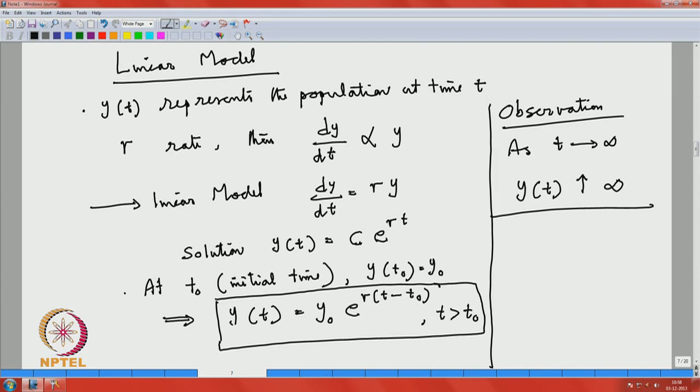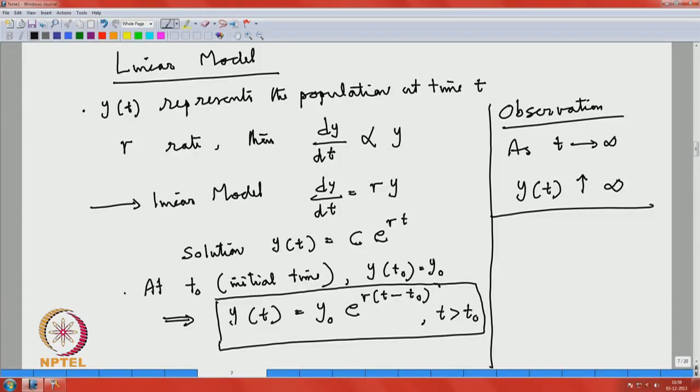Nowhere in the universe will a population go to infinity as time goes. What will happen is that as the population becomes bigger and bigger, there will be much more competition between the species. We are analyzing here only one species. There are systems with more than one species, which we may explain with an example later. Within the system, two persons or two bacteria, there will be competition for food, space, all kinds of competitions.